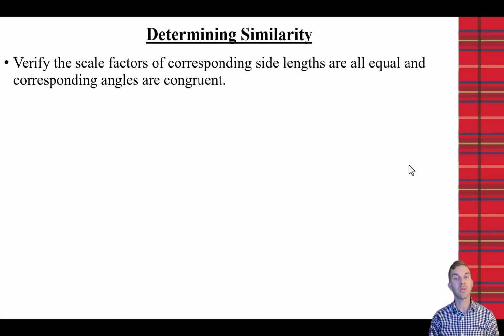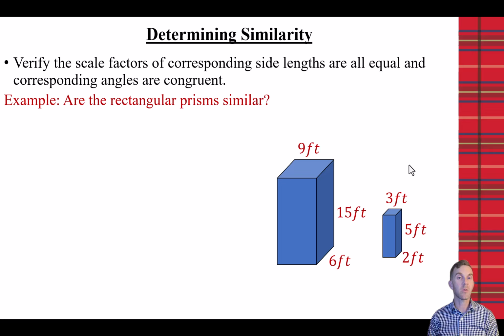Now, if we need to determine if there is similarity, we need to verify the scale factors of all the corresponding sides, make sure that they are equal, and then we need to make sure that the corresponding angles are congruent. So here's an example. Say that we have these two rectangular prisms and we want to know, are they similar? Well, knowing that they're rectangular prisms helps us to know that we're dealing with right angles at the corners, so we know the angles have to be congruent. Then we need to say, okay, what about the lengths? Well, we know that because it's a rectangular prism, we only need to know about the length, the width, and the height of each rectangular prism and compare them.